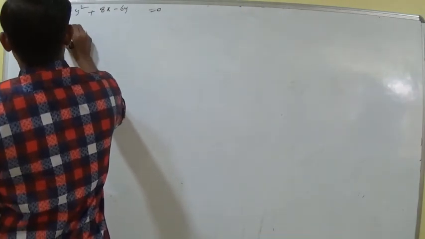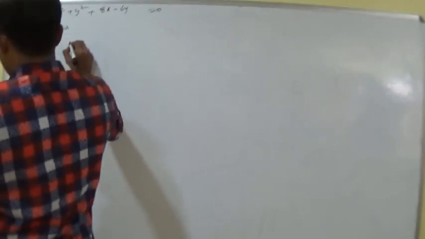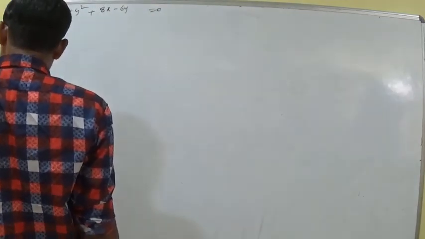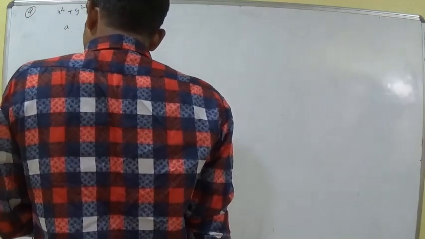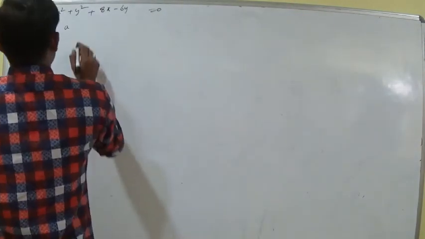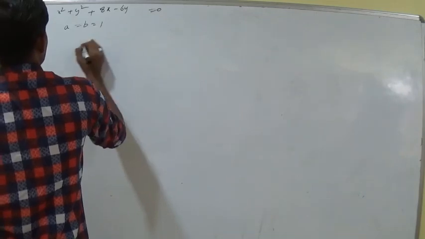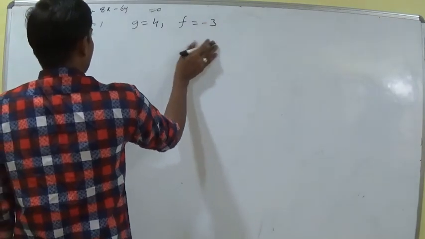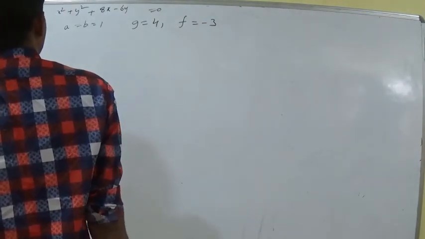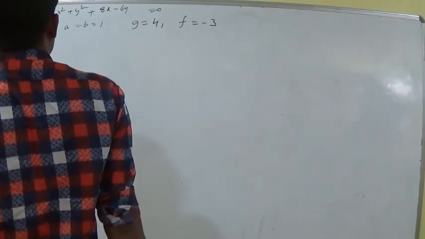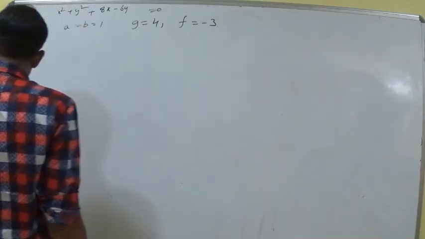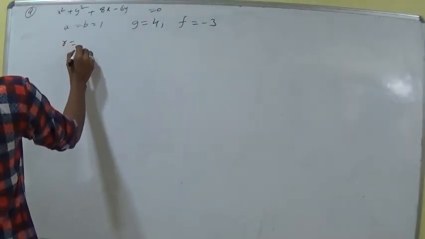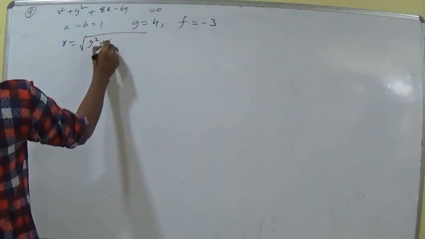See, here a is equal to 1, b is equal to 1, and g is equal to 4, and f is equal to minus 3. Now here r is equal to, the radius of a circle is equal to square root of g square plus f square minus c.